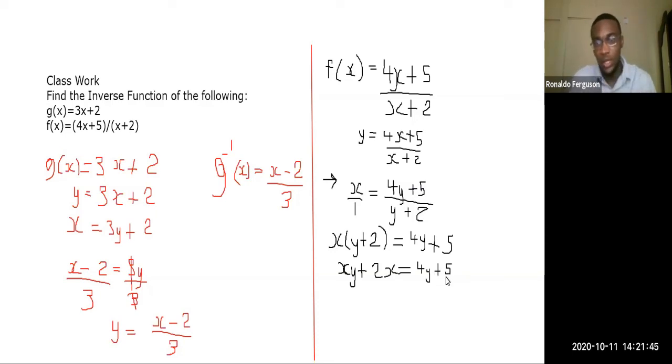So now since xy plus 2x is equal to 4y plus 5, what we need to do is make y the subject. So we can bring over things that have y on one side. We bring over the 4y to get xy plus 4y, and that's going to be equal to, bringing over the 2x, 5 minus 2x.